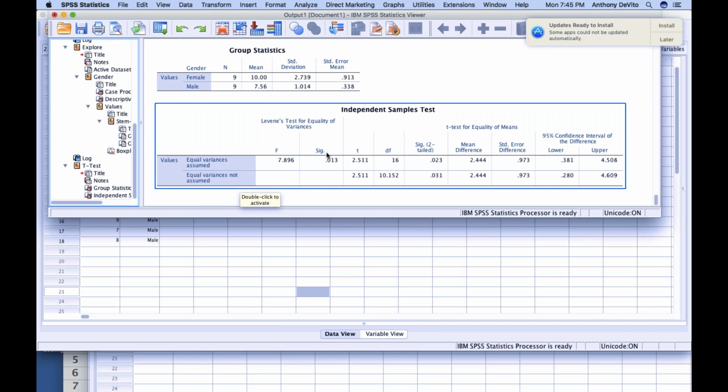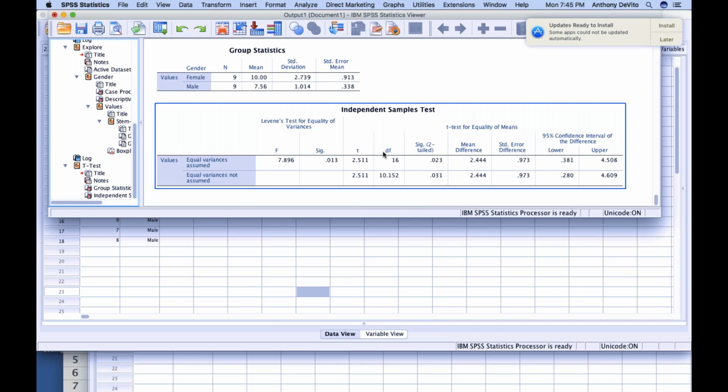This significance is for deciding whether or not you use the top line or the bottom line. If it's less than 0.05, use the bottom line. Okay, these t-scores and significance are the ones that you're using for your actual t-test. So try not to get them mixed up. Okay, you guys okay with this so far?